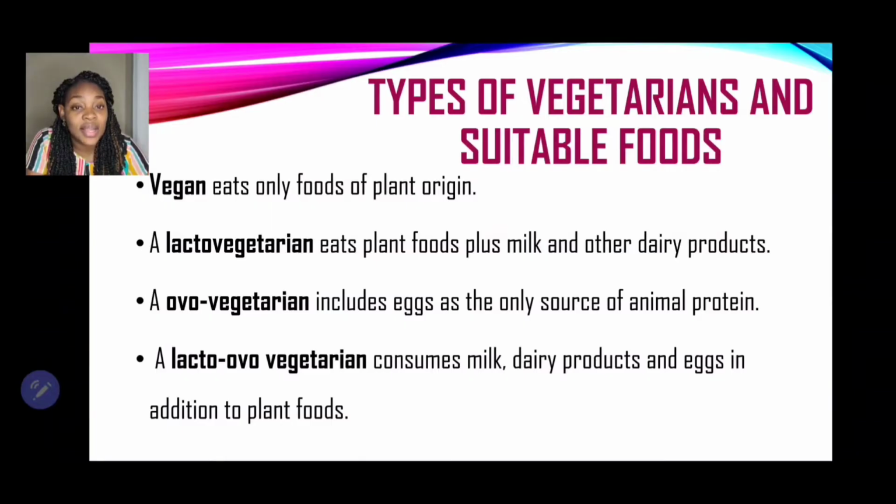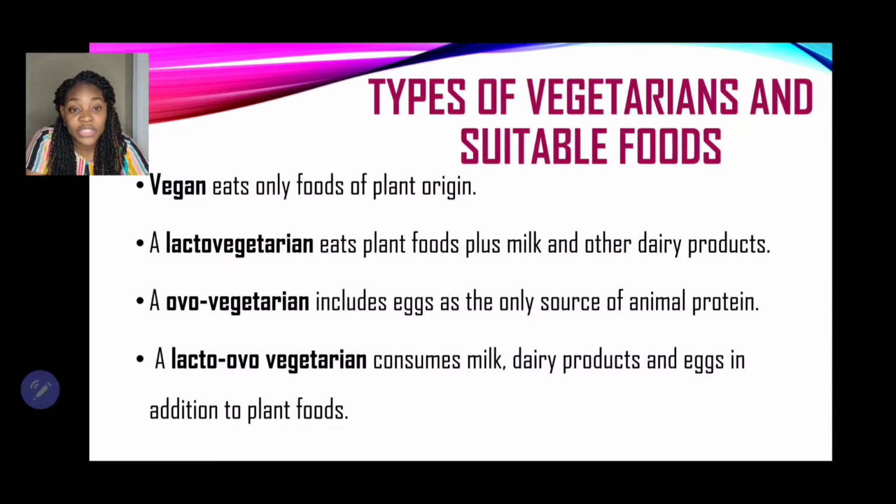Now, lacto-vegetarians, as the name suggests, lacto coming from lactose, these persons eat plant foods plus milk and other dairy products, right? So lacto, as lactose coming from the sugar in milk, lacto-vegetarians eat plant foods plus dairy products and milk. Good.